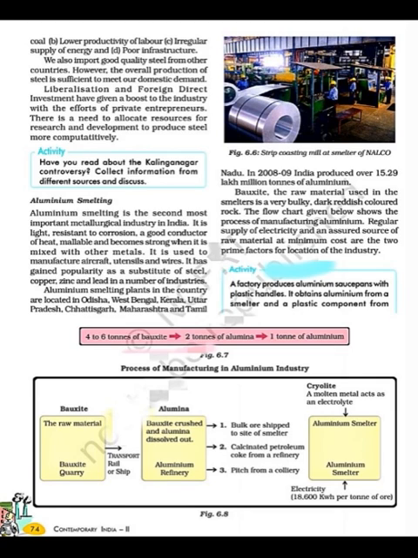So we got alumina now from the aluminium refinery. Now this alumina is shipped to the aluminium smelter. Besides alumina, we got other things also, like calcinated petroleum coke. We got pitch from a colliery, which is a black dark substance.